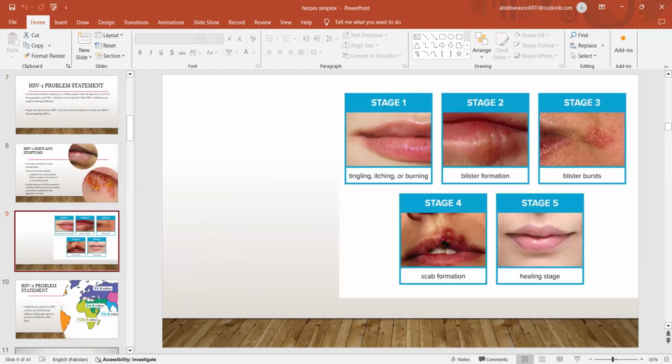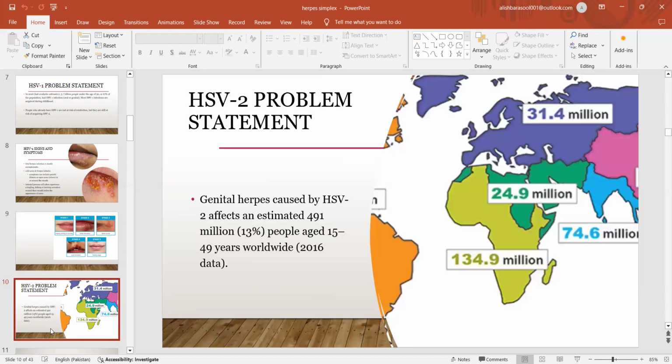Stage 1. Tingling, itching, or burning. Stage 2. Blister formation. Stage 3. Blister bursts. Stage 4. Scab formation. Stage 5. Healing stage. Herpes simplex virus 2 problem statement. Genital herpes caused by herpes simplex virus 2 affects an estimated 491 million people aged 15 to 49 years worldwide.